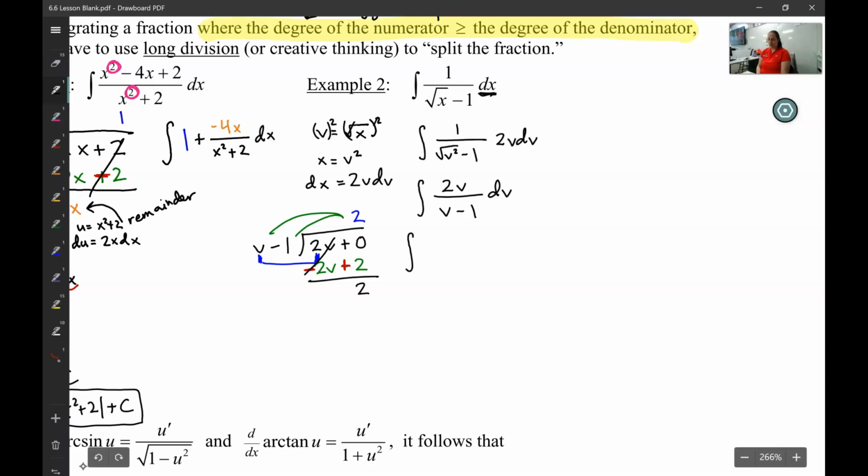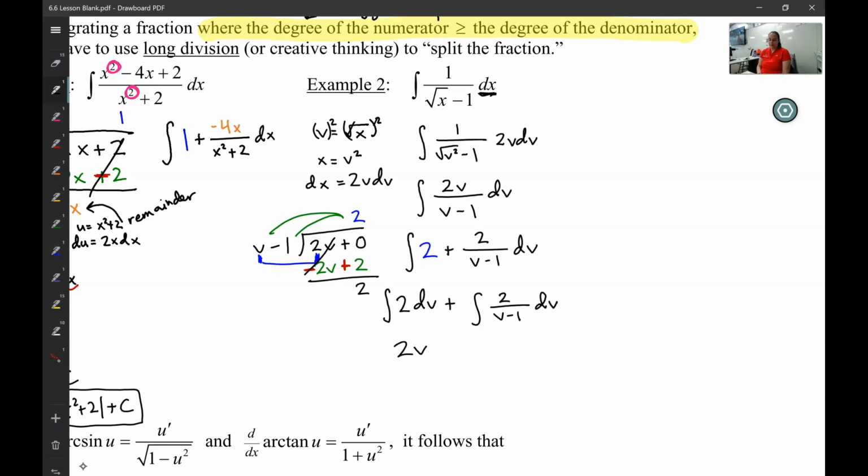So now I can rewrite this problem as 2, my answer, plus the fraction remainder over what I was dividing by. And now this is doing exactly what we did the first time, where you split it up and solve each of them individually. So this first one is still easy, just going to be 2v. This next one is going to be a u substitution.